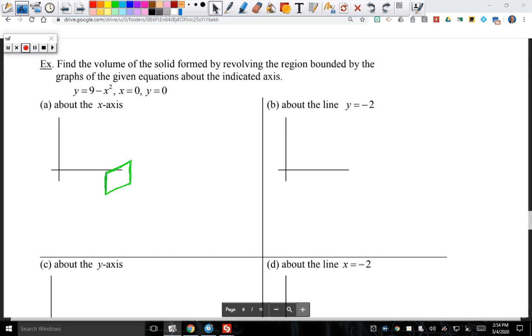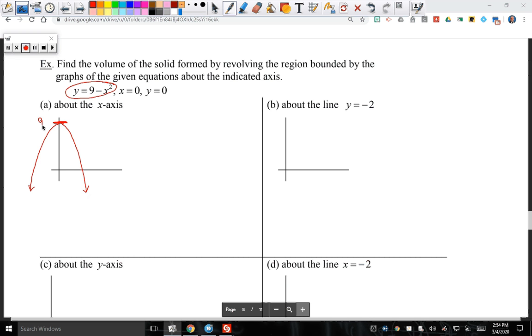Okay, so here we go. Let's look at our first problem. Okay, we have y equals 9 minus x squared. So 9 minus x squared is an inverted parabola that has a height shifted up 9 units.